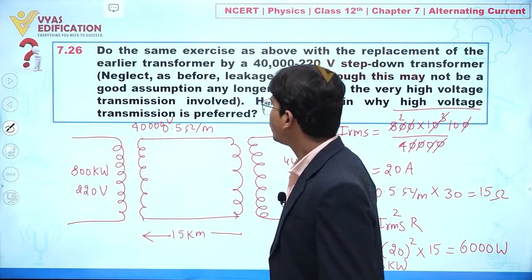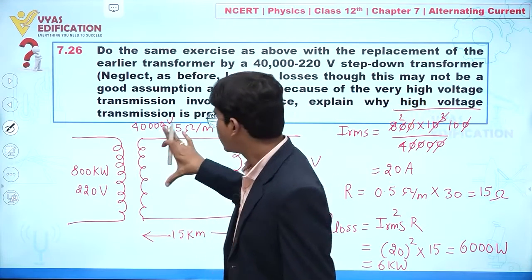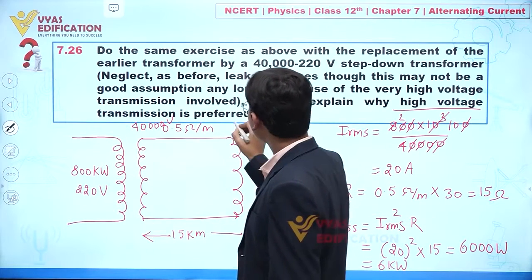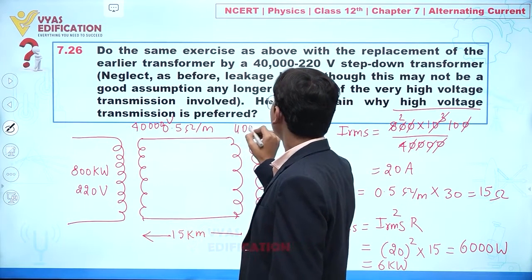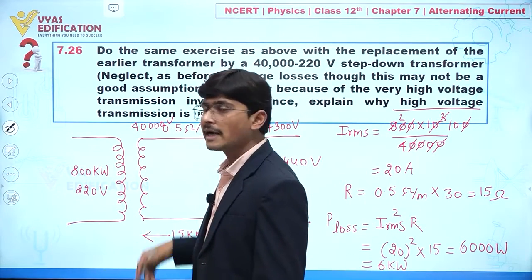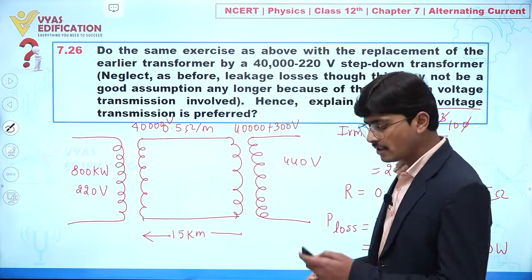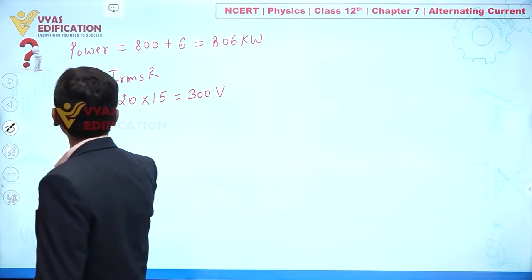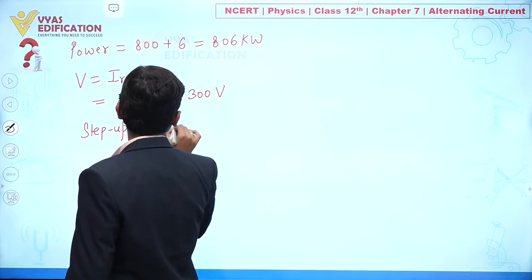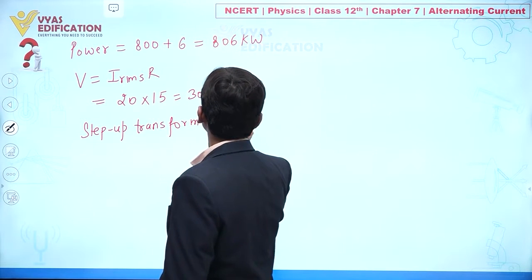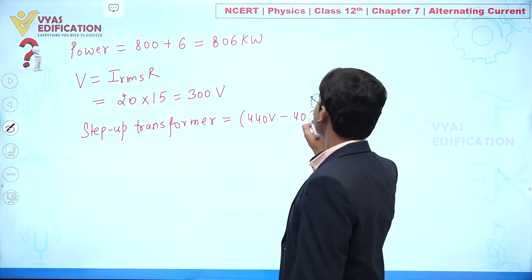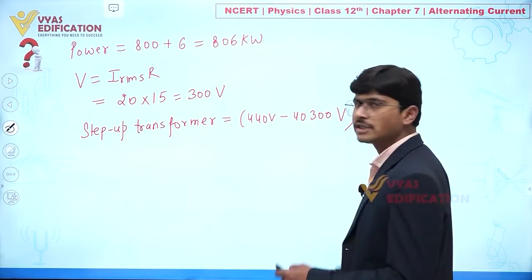Clear? So now we can say 40,000 volt we are getting at this coil, at this end. So if we talk about this transformer, it should have 40,000 plus 300 volt, because 300 volt potential drop we are actually losing due to this resistance. Clear? So now what is the rating of the step up transformer? It is equal to 40,300 volt. Yes or no?